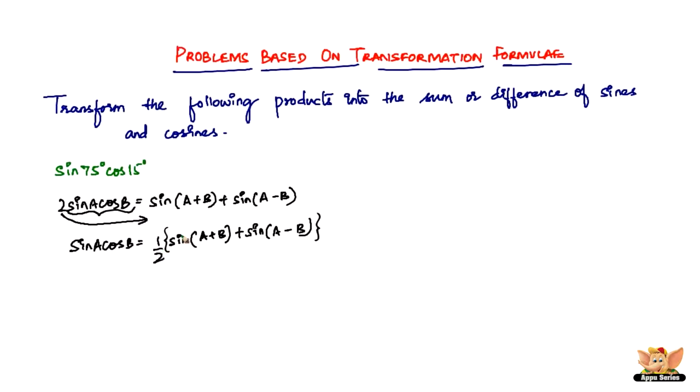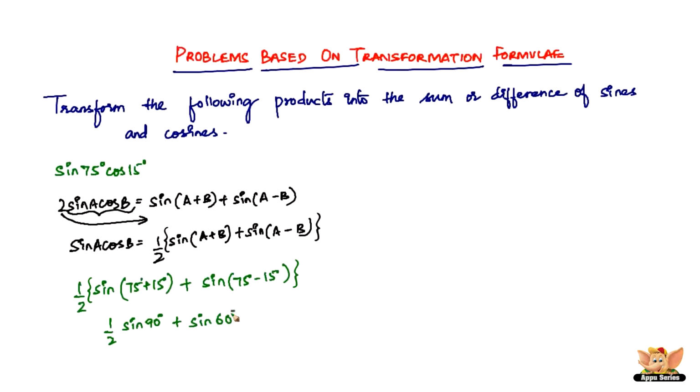So sine 75 cos 15, just substitute in this formula. We're going to get half times sine A plus B, which is 75 degrees plus 15 degrees, plus sine of A minus B, which is 75 degrees minus 15 degrees. So what we are going to get is half of sine 90 degrees plus sine 60 degrees. This is going to be in brackets because that half applies to the whole thing here, right? So the transformed form of sine 75 degrees multiplied by cos 15 degrees is half of sine 90 degrees plus sine 60 degrees.